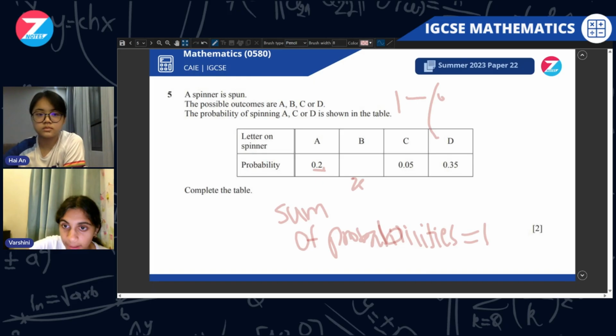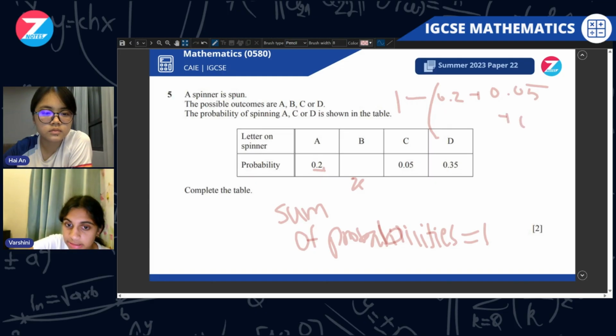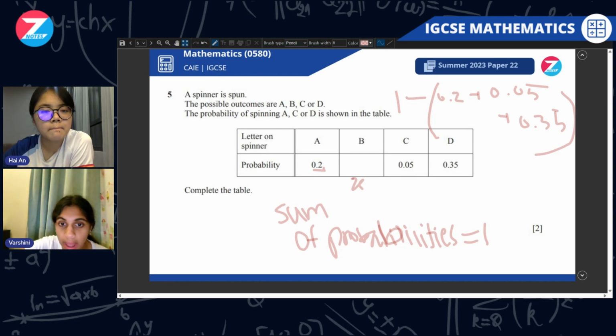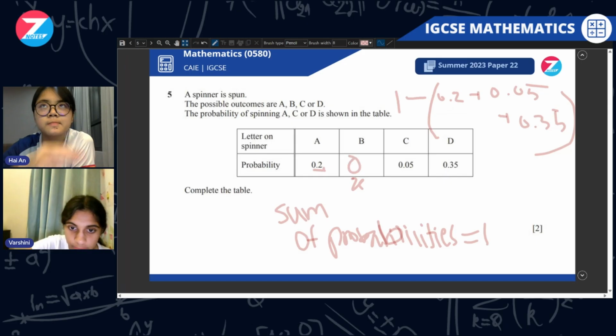It's going to be 1 minus (0.2 plus 0.05 plus 0.35). And all you have to do is put that in your calculator, and you should get 0.4.